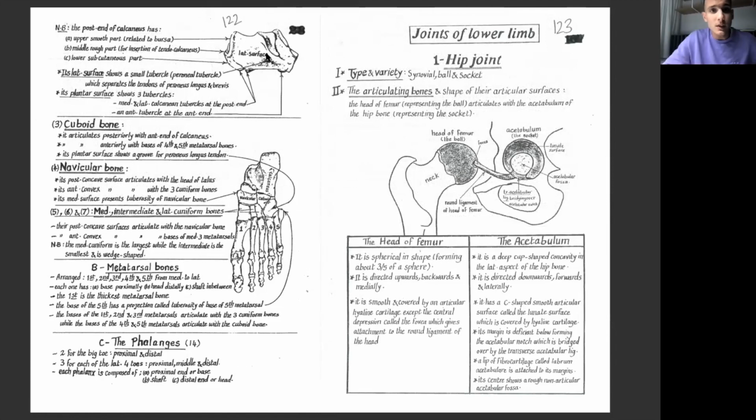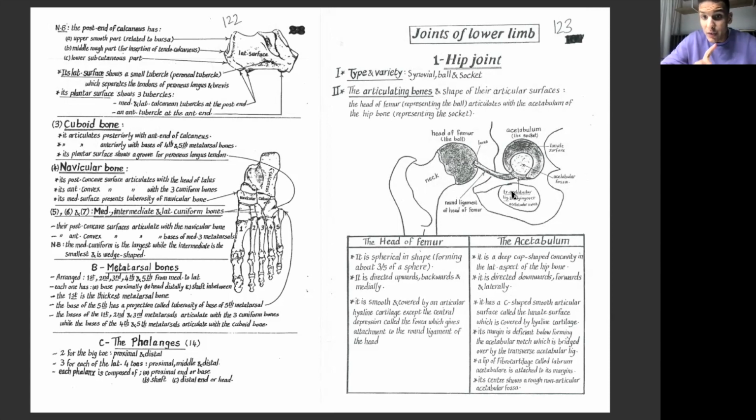Okay. Joints of the lower limb. First, hip joint. Quickly. The type of this joint is a synovial ball and socket. Remember why? Ball, socket. Easy. The ball is the head of the femur. The socket is the acetabulum. The lunate surface right here, and the acetabular fossa, the ligament bridging over the acetabular notch, is the transverse acetabular ligament.